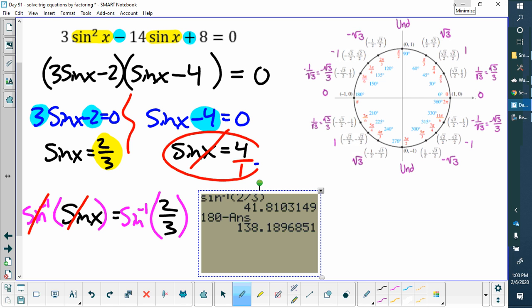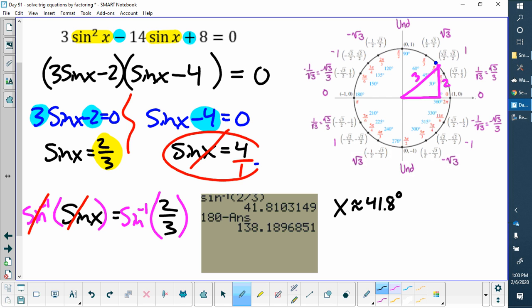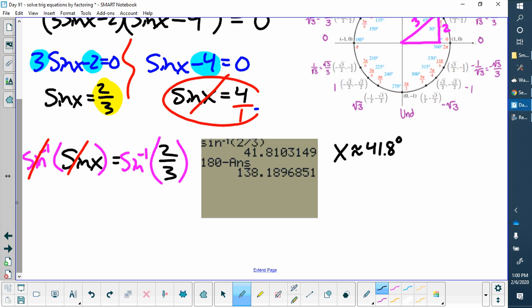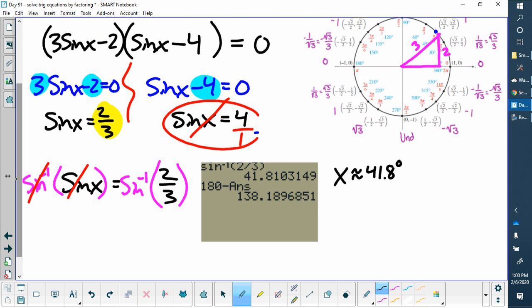And so, roughly looking at my unit circle here, I know this is 45, so that means just a little bit below it. If I were to make a right triangle that looks like this, this would be 2 and this would be 3 if I had a radius that was 3 instead of 1. So this is one of my angles. So x is approximately equal to 41.8 degrees. Now you'll notice there is another right triangle.